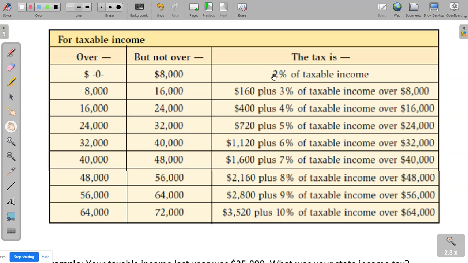You only pay 2% of your income. But if you make quite a bit of money, you're going to have a fee, your initial amount, plus 10% of anything over $64,000. So it's kind of more fair: those that make more money have to pay more to the states and local governments, and those that have a hard time making enough money to live off of don't have to pay as much. There's a little balance there.